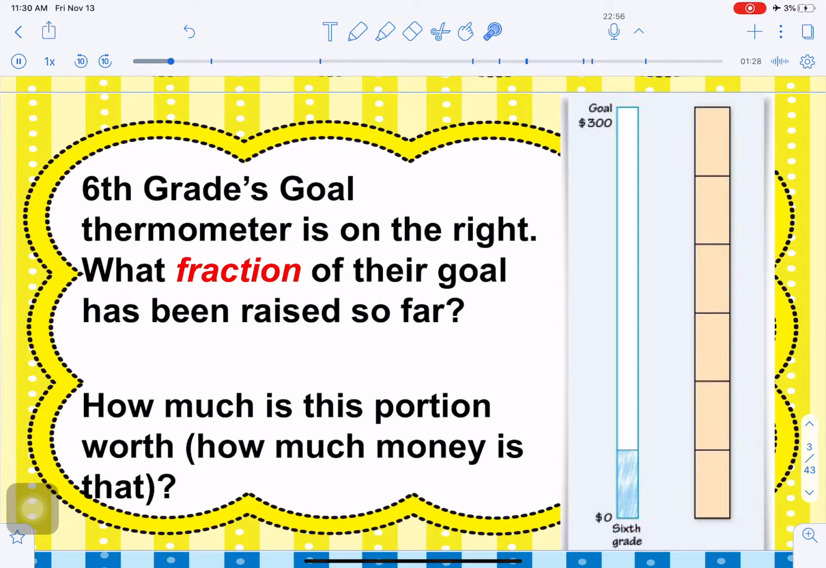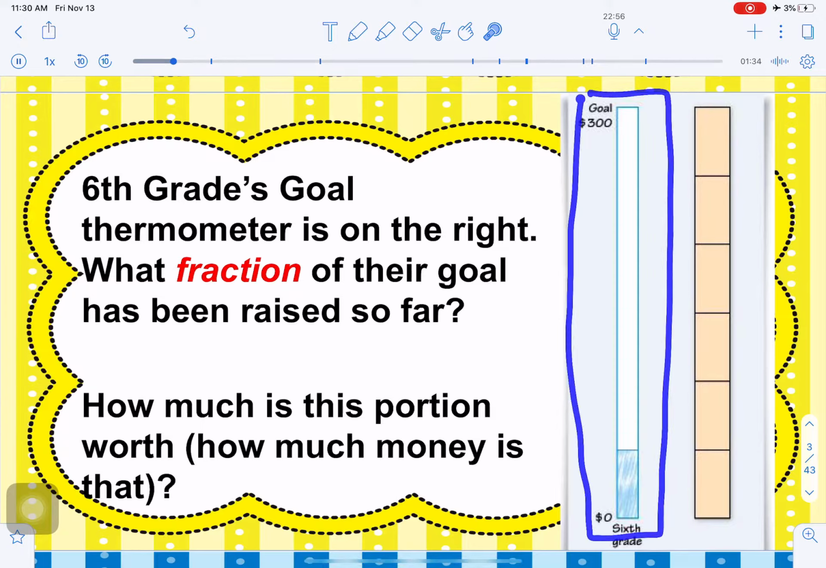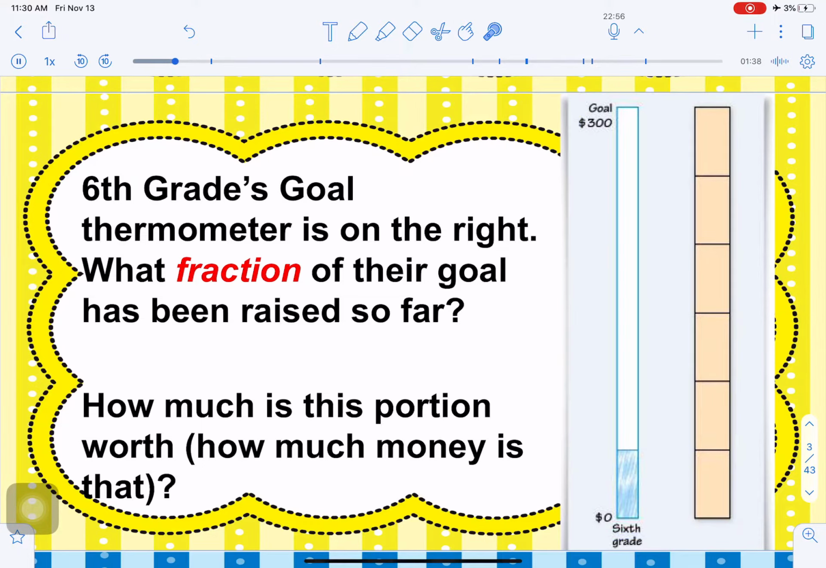It says 6th grade's goal thermometer is on the right. We see this right here in blue. Okay, we have some information here. It says their goal is $300, and all the information that they have so far is that the very bottom of this bar is $0. So it goes from 0 to 300, and it asks what fraction of their goal has been raised so far.